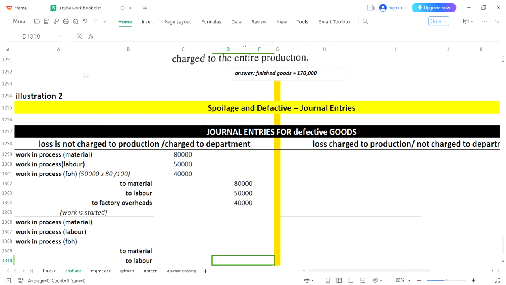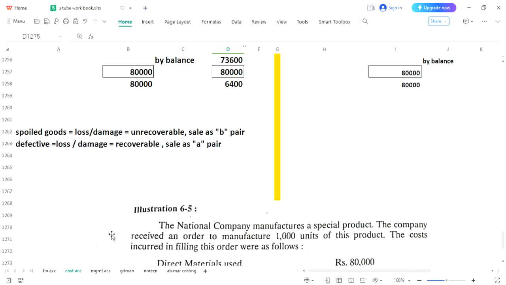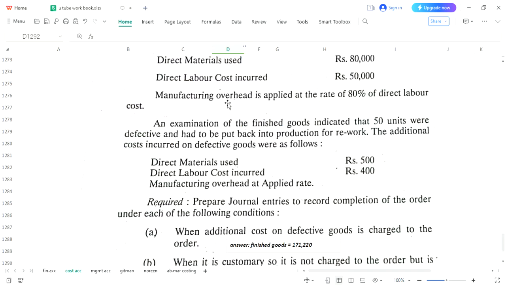Second entry is very important. You will have to understand this narration. Rework started upon defective goods. Come over here. Here your question is saying manufacturing this and that. An examination of finished goods indicated that 50 units were defective and had to be put back into production for rework. This is very important. We have started rework upon these 50 defective goods.